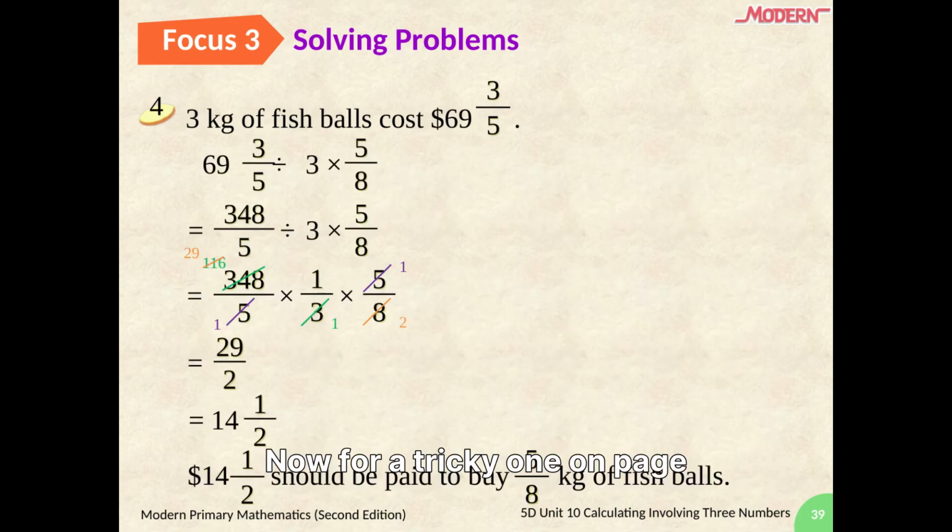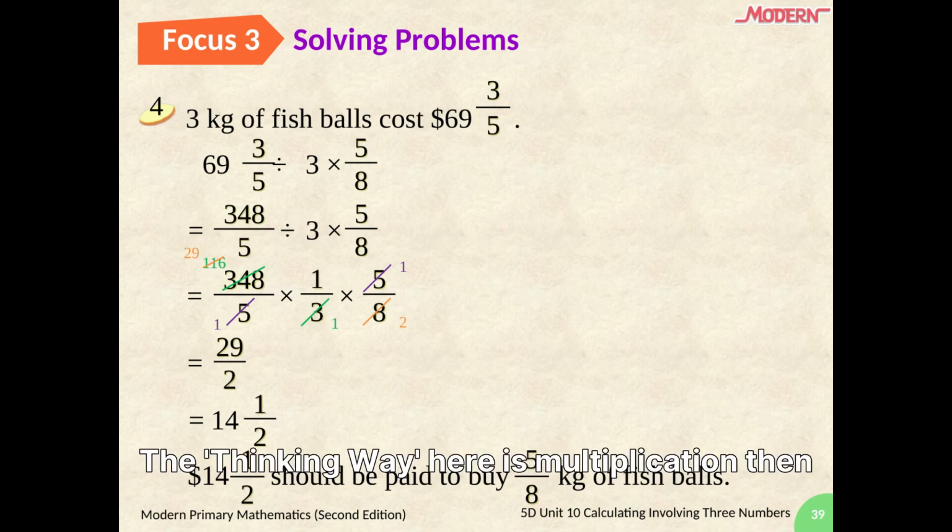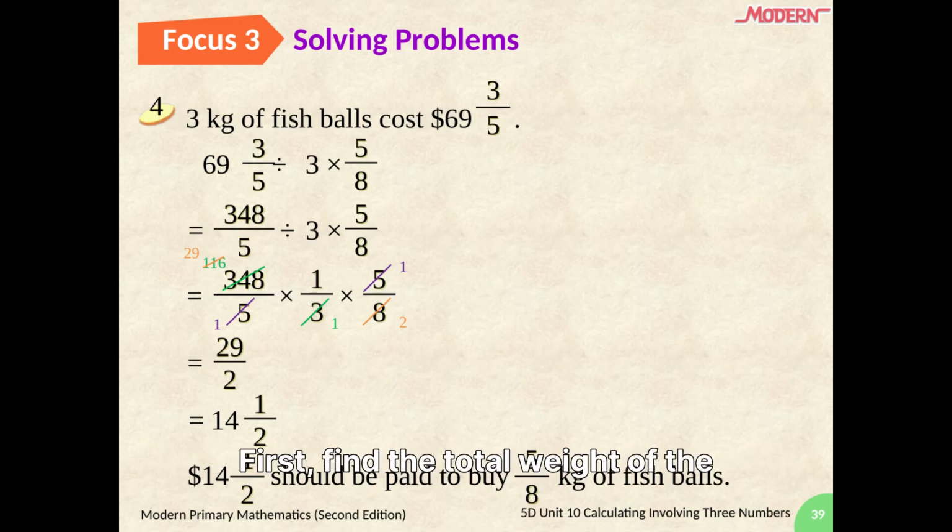Now for a tricky one on page 42. A box of key rings weighs 5 and 1/8 kilograms. A box of ornaments weighs 2 and 4/5 kilograms. How much do 4 boxes of ornaments and 1 box of key rings weigh? The thinking way here is multiplication, then addition. First, find the total weight of the 4 boxes of ornaments. That's 2 and 4/5 times 4. As shown on page 44, this equals 11 and 1/5 kilograms.